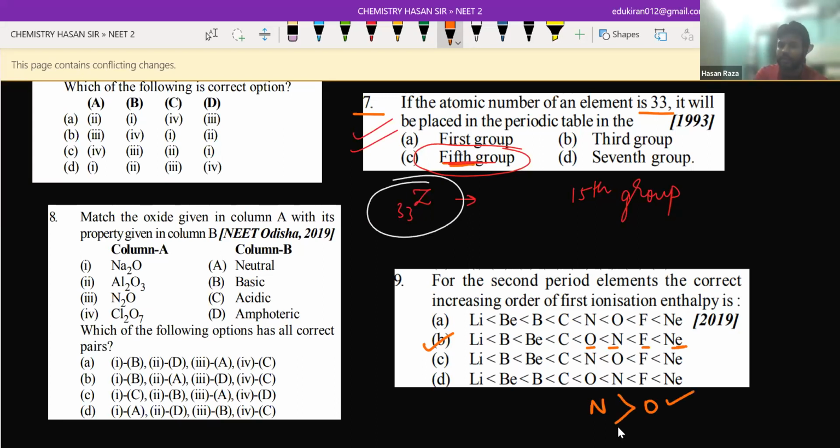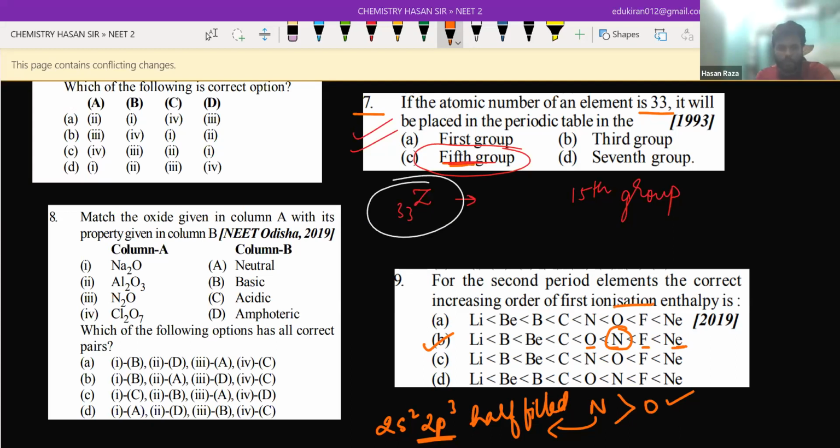But here, nitrogen has more ionization energy or ionization enthalpy as it is half filled. If you do the configuration, you will get 2s2, 2p3, which is half filled. The most stable one has a fully filled configuration, and the one after that is the half filled, which is more stable. That's why nitrogen is more stable than oxygen, and hence we require more energy to take out an electron, and hence nitrogen will have more ionization energy. Got it, Rabia and Aisha?